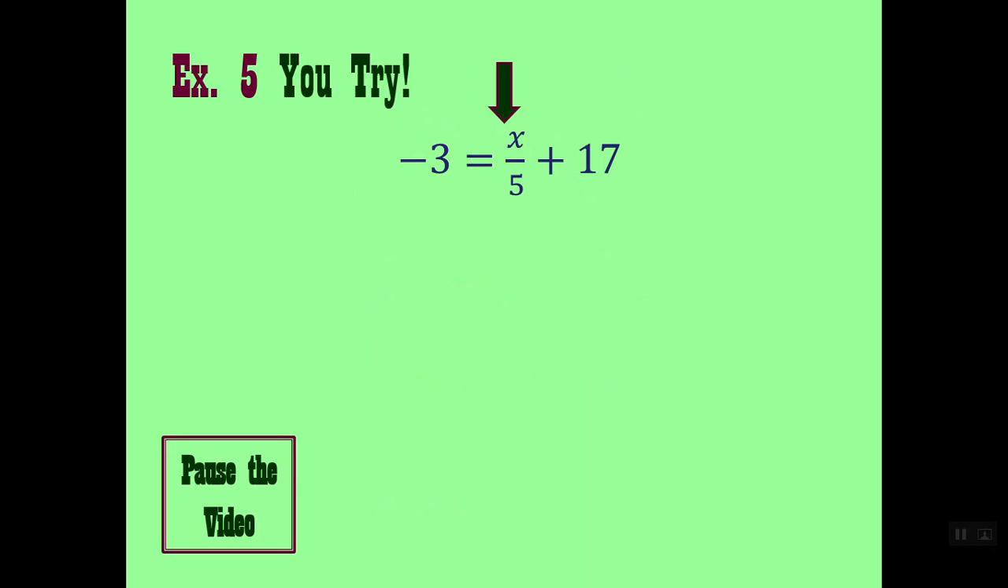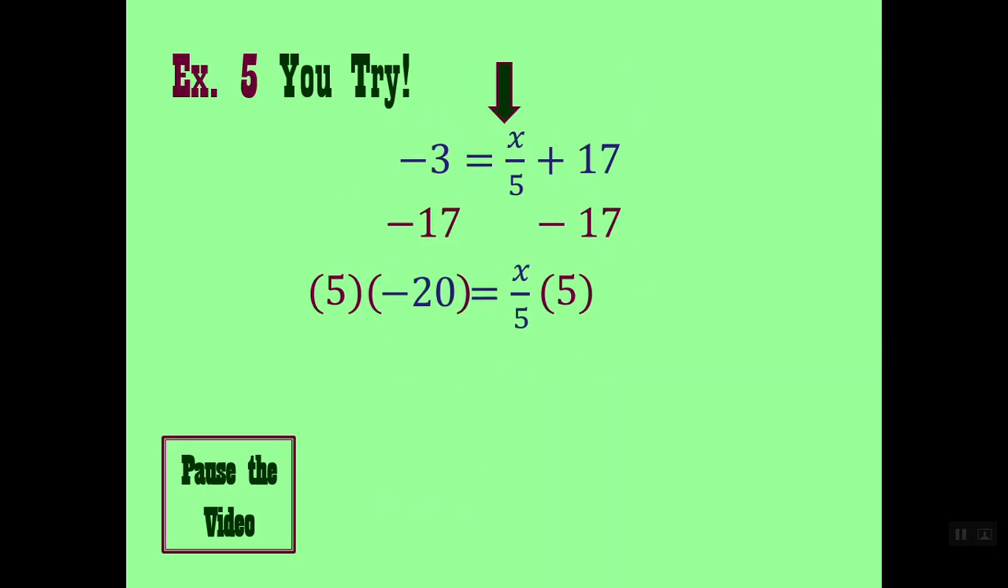All right, let's see how you did. There's our x. First thing we're going to do is subtract 17 from each side. We get negative 20 equals x over 5. We want to multiply each side by 5. Now take a look. I put parentheses around the negative 20 also, because if I didn't, it might look like subtraction. So I help myself out and know that it's multiplication by putting those parentheses around the negative 20 as well. Then we get negative 100 equals x.